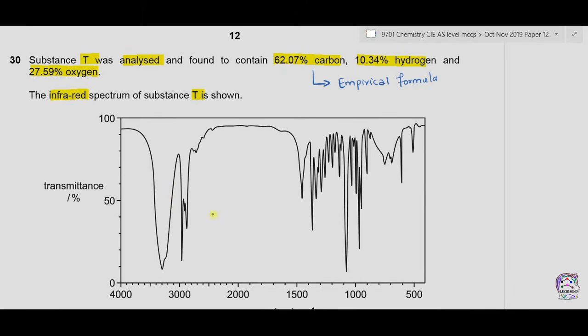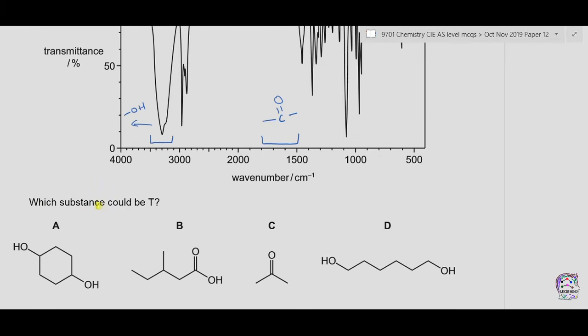And also from looking at the infrared spectrum, we can find out the functional group present. As there is no peak in this region, it means that carbonyl carbon is absent. And as there is a sharp peak from 3200 to 3600, this sharp peak could belong to the alcohol functional group. Which substance could be T?